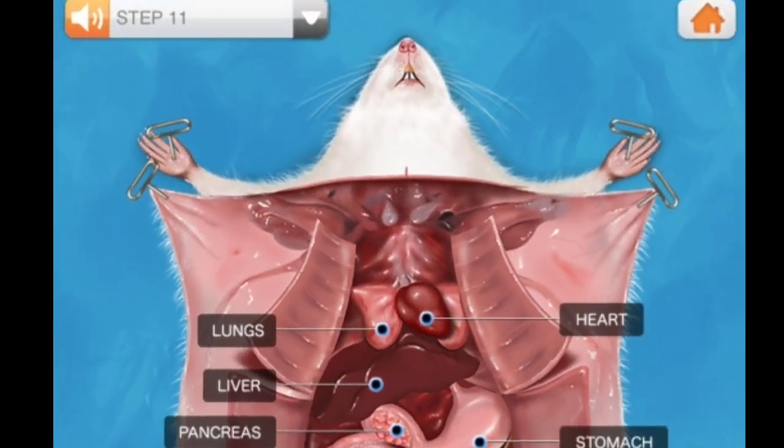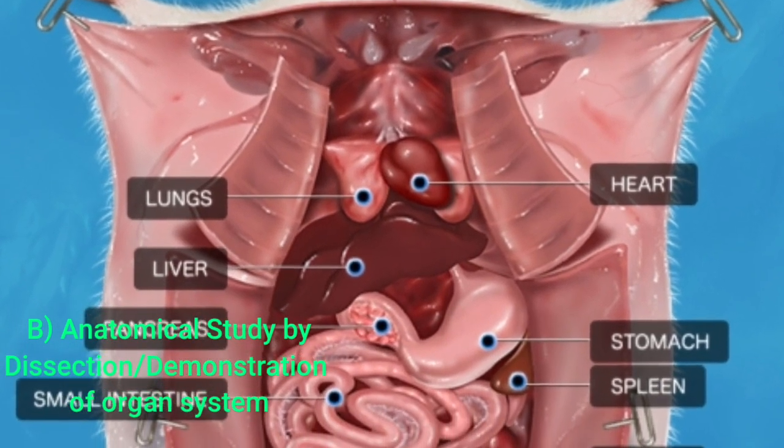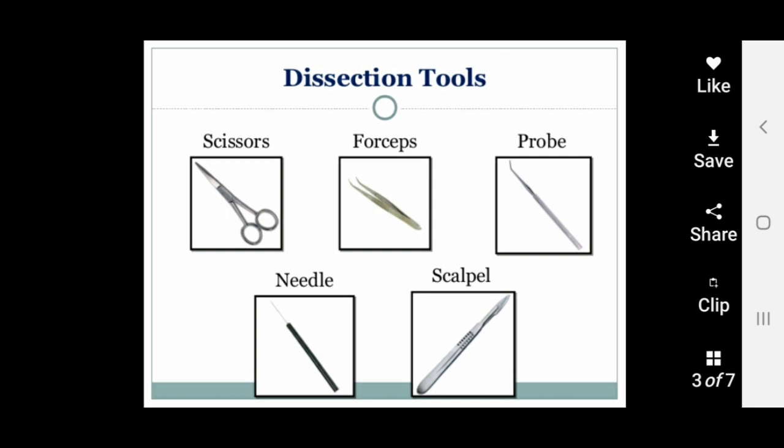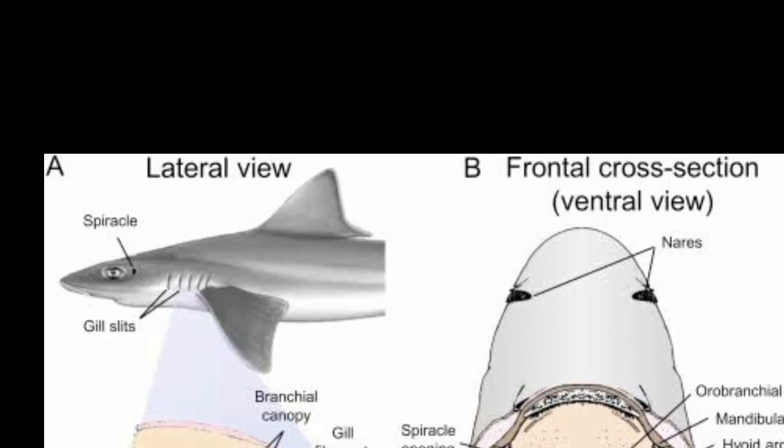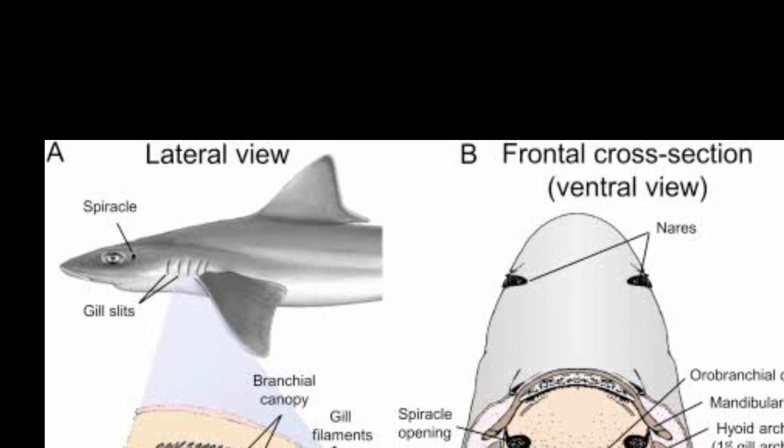In part 2, for anatomical study, there is a dissection or demonstration. For the dissection, we use the tools, that is scissors, forceps, probes, needles and scalpel. In this part, there is a dissection of afferent and efferent blood vessels of Scoliodon.